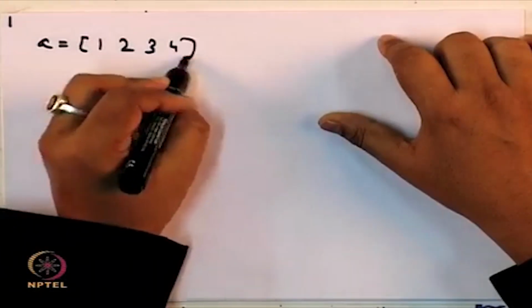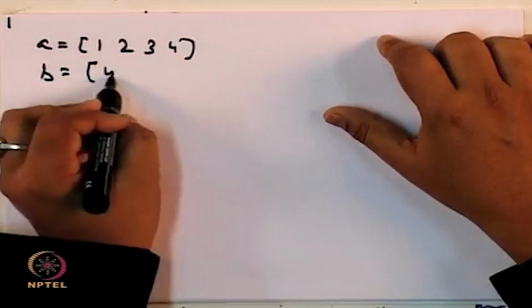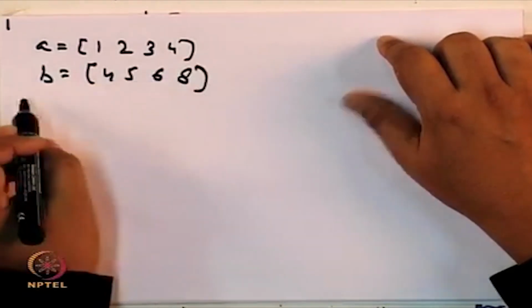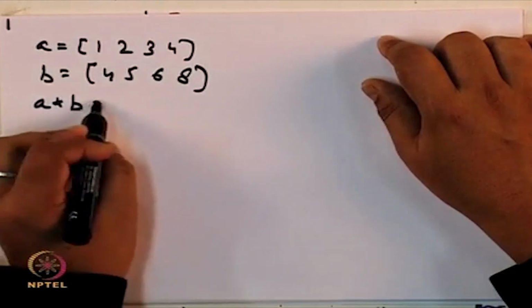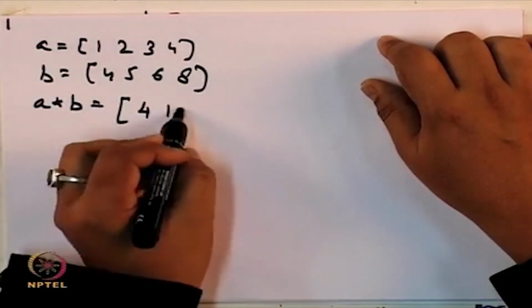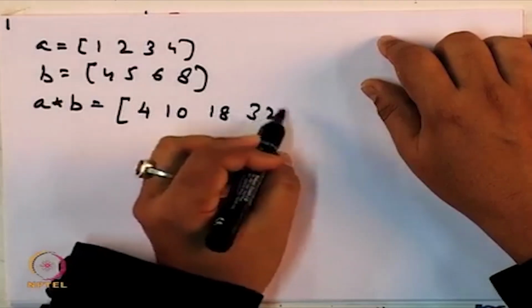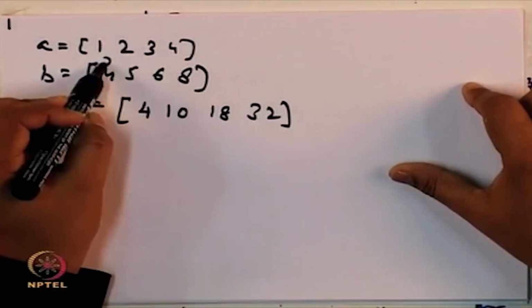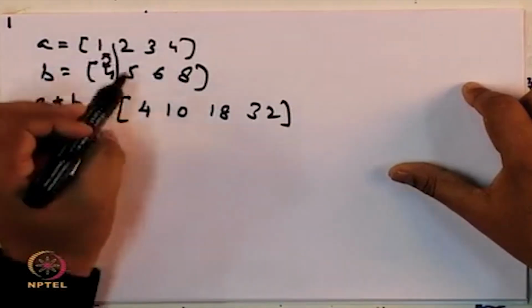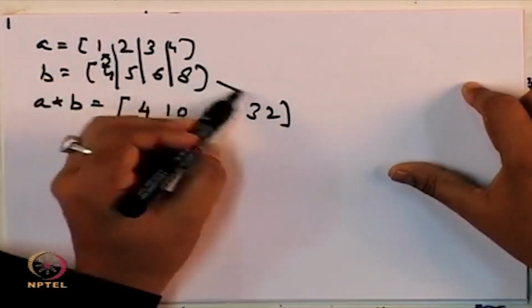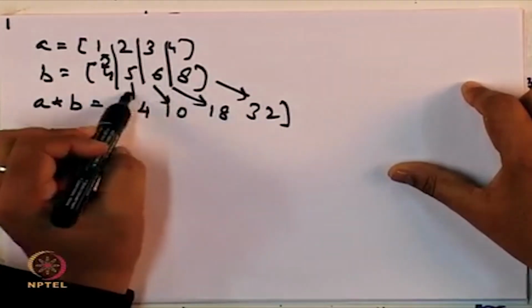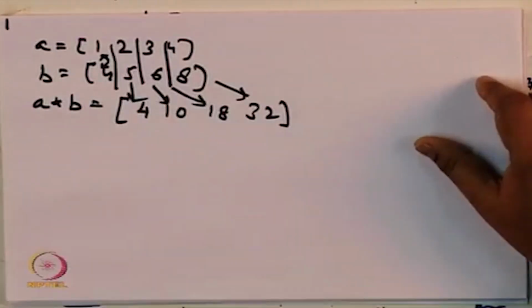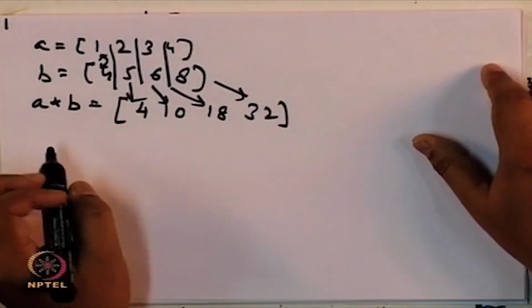In other words, if I define A as a vector which is 1, 2, 3, 4 and B as a vector which is 4, 5, 6, 8, then A star B will give me a vector which is 4, 10, 18 and 32, and so on and so forth. So basically you have an element wise operation. A star B is operated at the element wise level and each product is given to you as a separate vector.